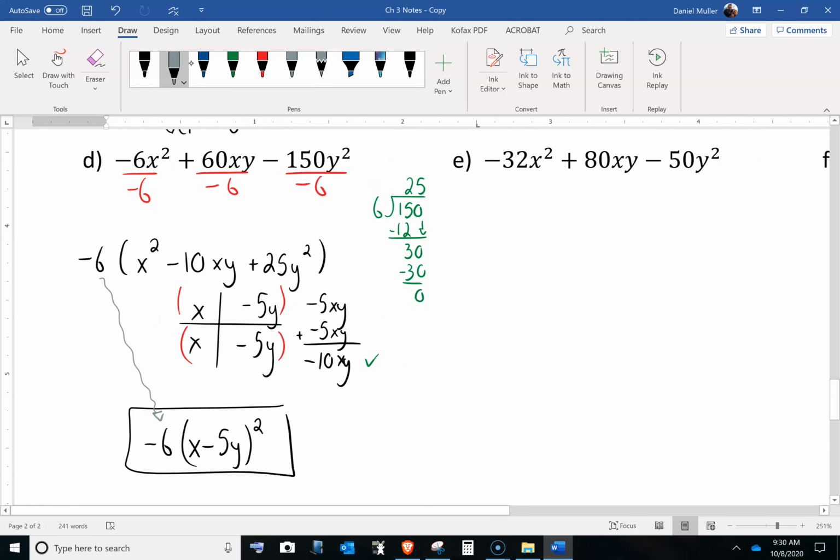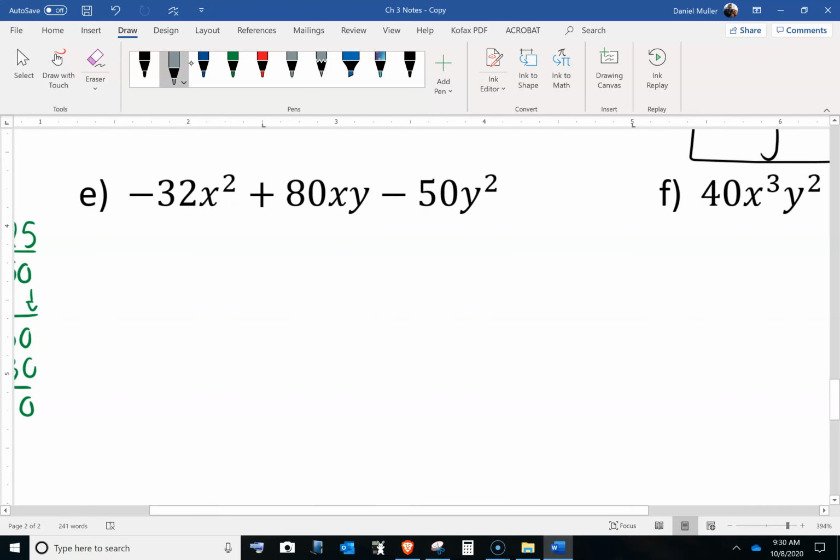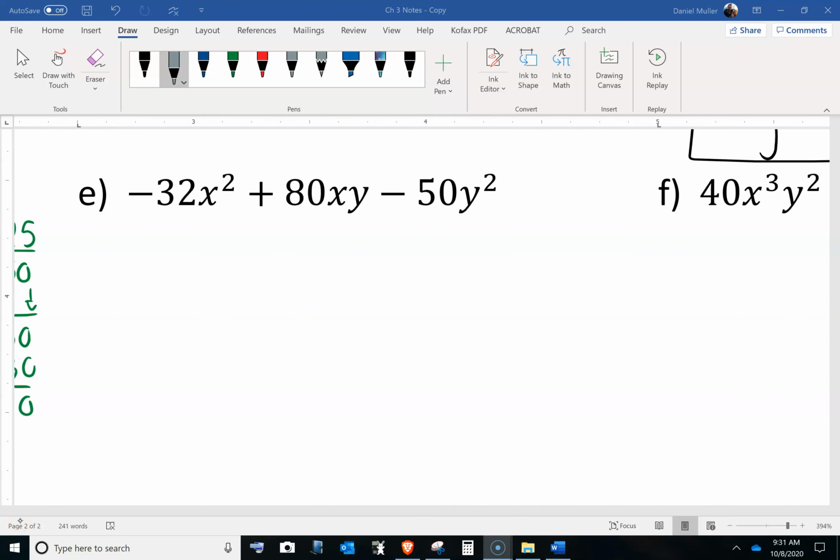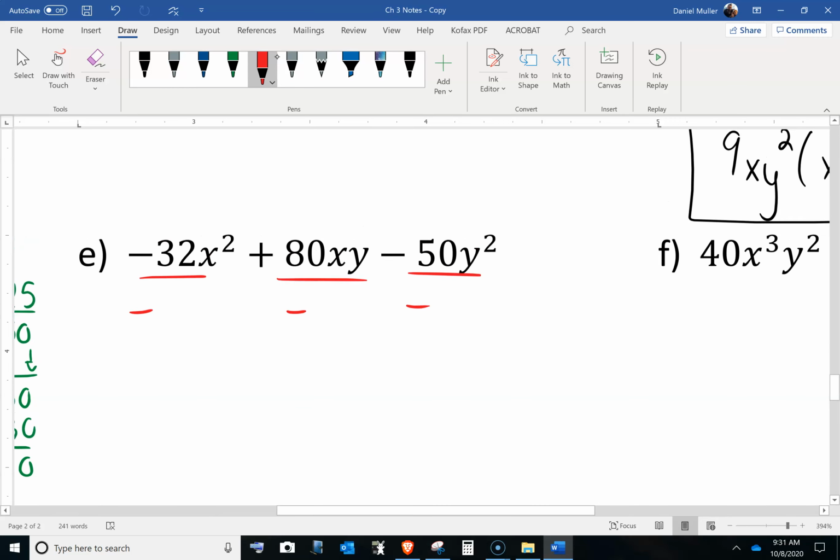Let's continue on here. Okay, with this one, I know that because the first thing here starts with a negative, before anything else, I'm going to divide a negative out. Now for letters, x squared, x, no x, so no x's are the smallest. And then for the y's, y squared, y, no y, so no y's are the smallest.